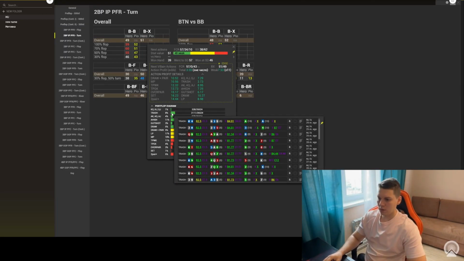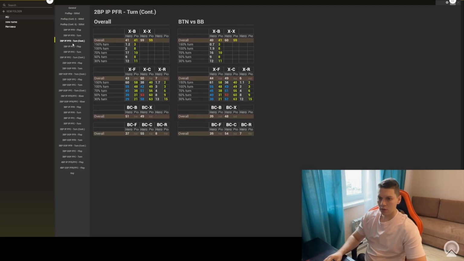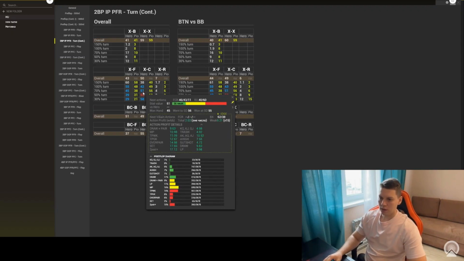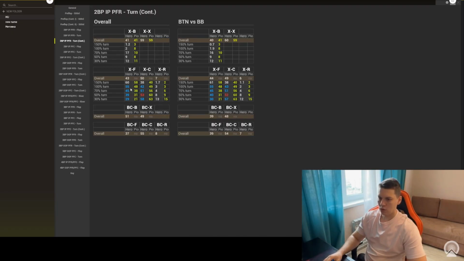Okay, let's see now. This is bet flop. Well, there isn't such a line here. Here it is, check bet. So overall, of course, the values are close to solver values. Check call for different bet sizes. This is also on the turn.